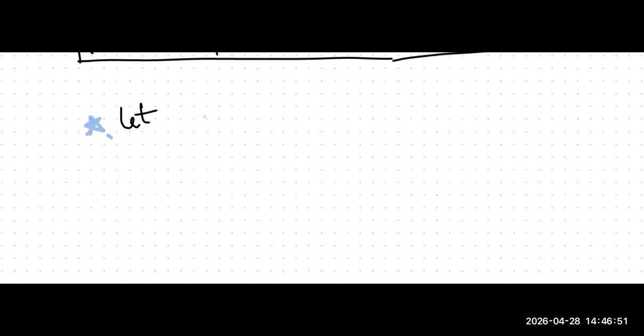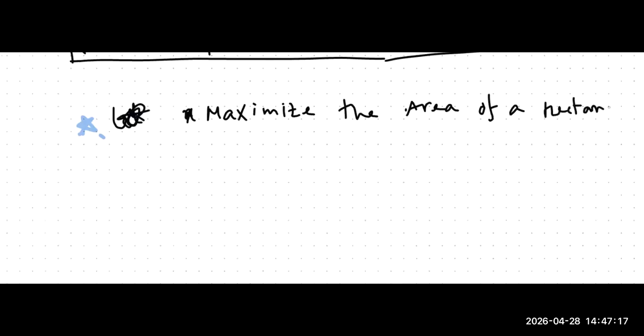Let x, okay, so the question is: maximize the area of a rectangle whose perimeter is, let's say, 20 units.